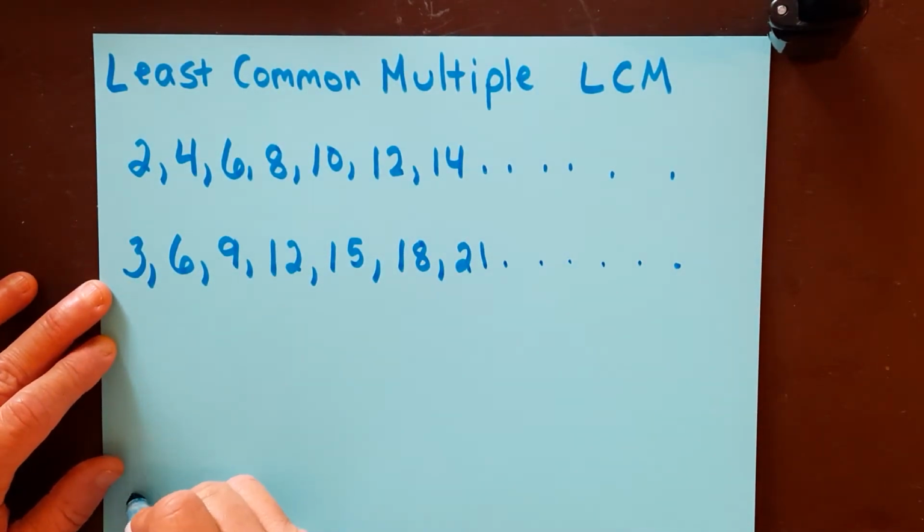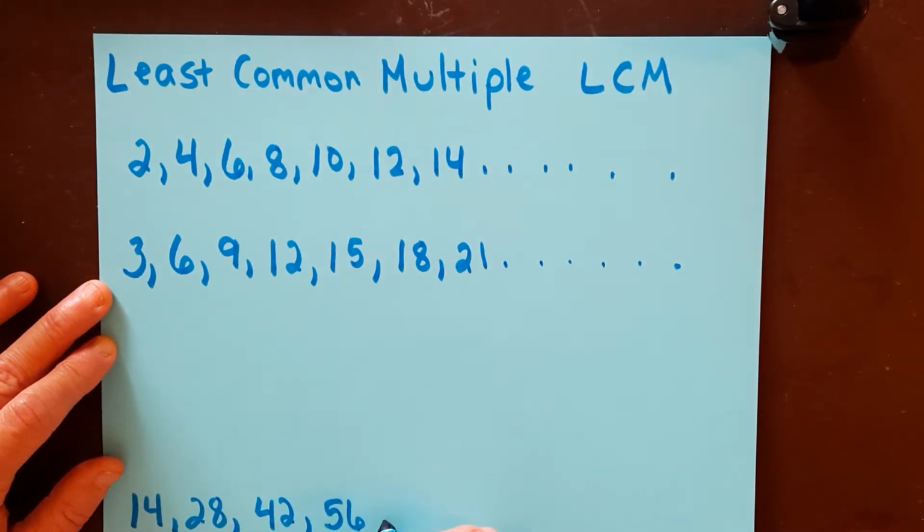You can even find the multiples of something like 14. 14 times 2 would be 28, then 14 times 3 would be 42, 14 times 4 would be 56, and so on. We're just counting by 14s. So that's how you find the multiples of numbers.